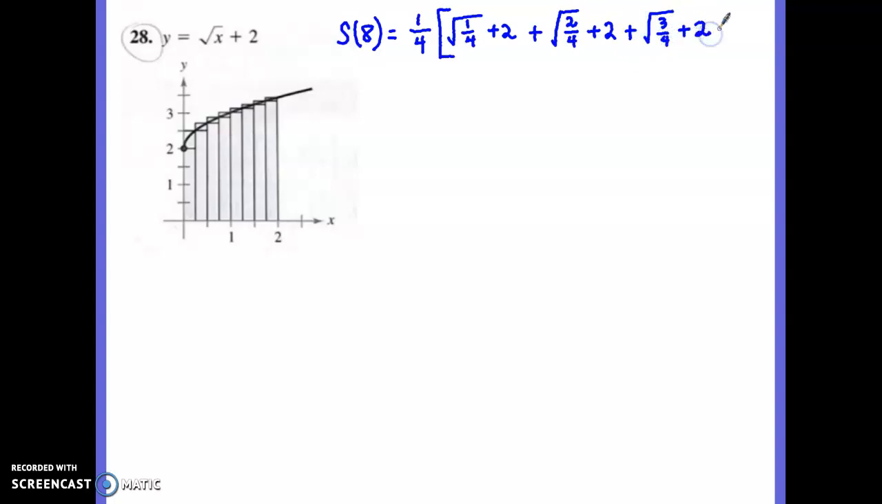And guess what? I'm going to have to count all the way up to 2. So I'm going to keep on going because 2 was the max. So the next one is 1. Notice I'm just plugging these into the equation.